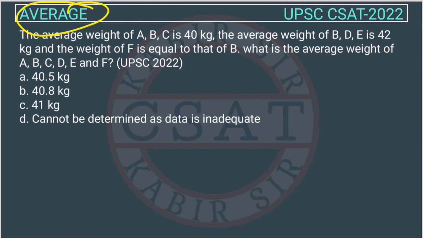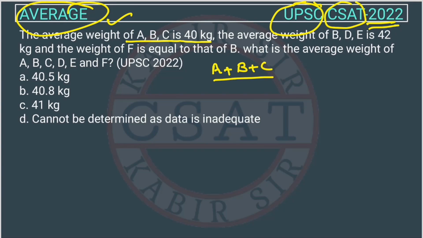This is a question on average asked in the UPSC CSAT exam 2022. The average weight of A, B, C is 40 kg. So what is given? The average weight. So this is the formula of average weight, and this is equal to 40. So A plus B plus C will be equal to 120, right?